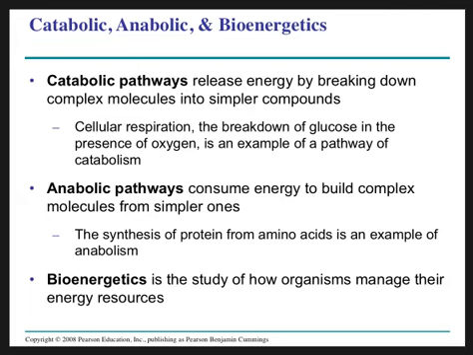Anabolic pathways are those that consume energy. They're going to use energy to build more complex molecules from simpler ones. So this is going to be that image of Steve Rogers going from tiny Steve Rogers to Captain America Steve Rogers. We're going to synthesize proteins from amino acids. We're going to take those simple molecules, those amino acids, and build them into bigger, more complex proteins, and that is anabolism.